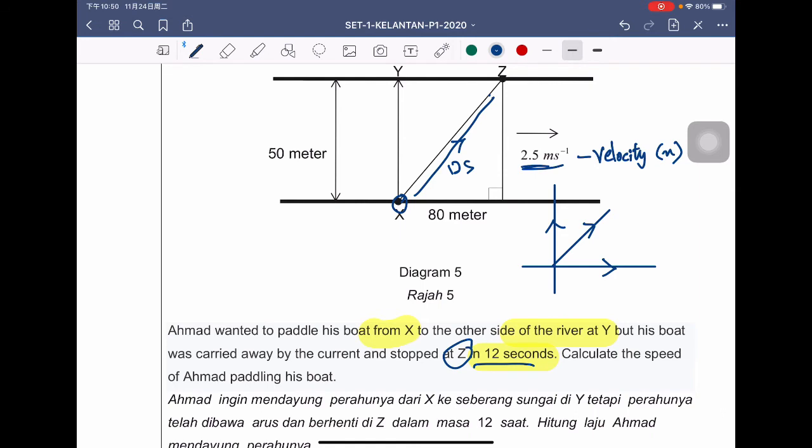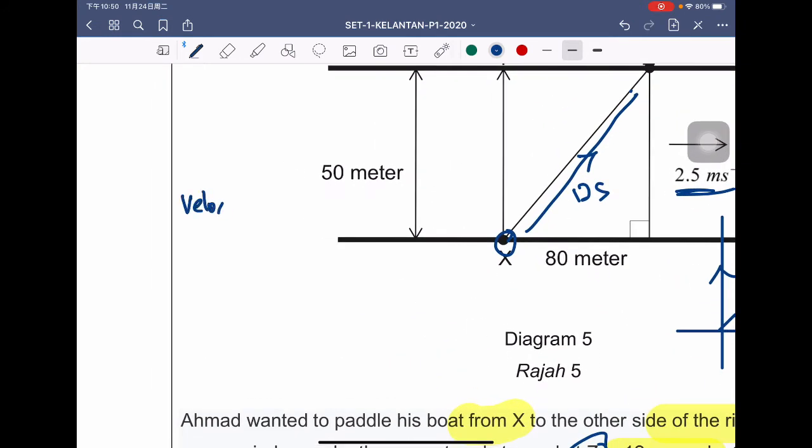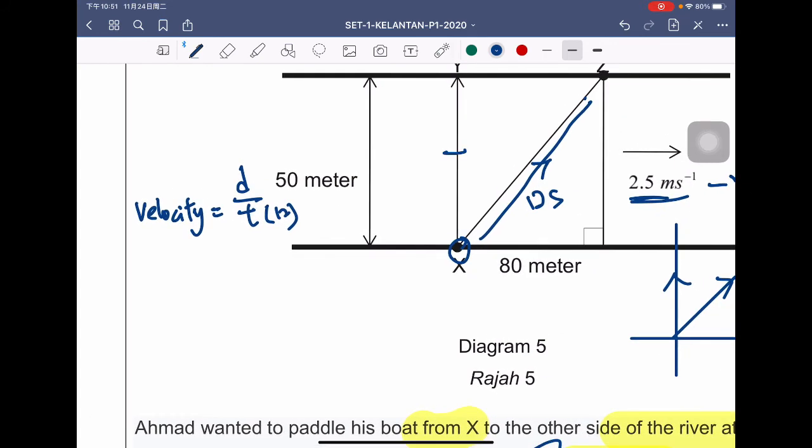So first, you need to keep in mind the formula of velocity. We all know that the formula of velocity is distance over time, is it? The time has already been given as 12 seconds. How about the distance? Can we actually find out the distance? Yes. Here is 50 meters, here is 80 meters. You can use the theorem of Pythagoras and find the z here.